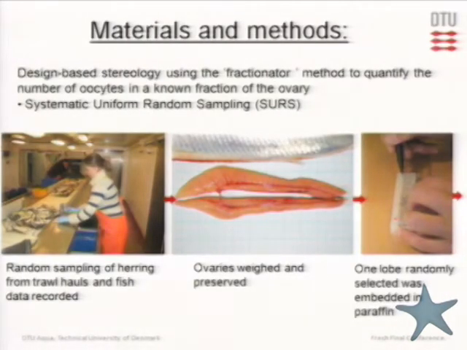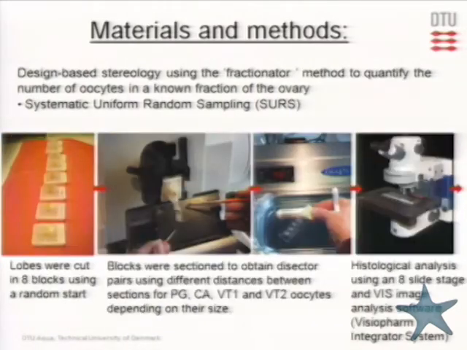Throughout the study, we used design-based stereology, in particular the fractionator method, which is used to quantify the number of oocytes in a known fraction of the ovary. The systematic uniform random sampling is the basis of this sampling. On board the cruise, herring were sampled at random from the trawl hauls and fish data were recorded. The ovaries were weighed and preserved, and in the lab, 1 ovary lobe was randomly selected and embedded in paraffin.